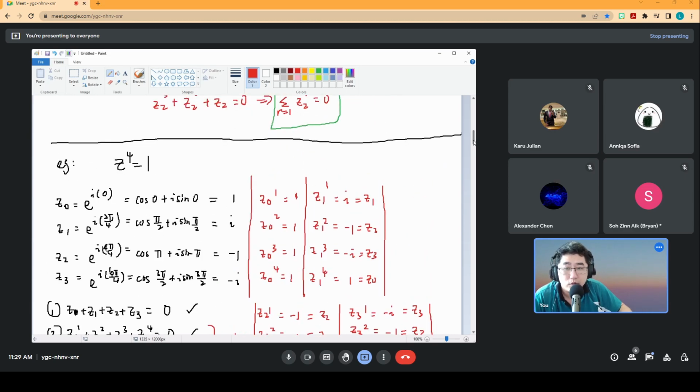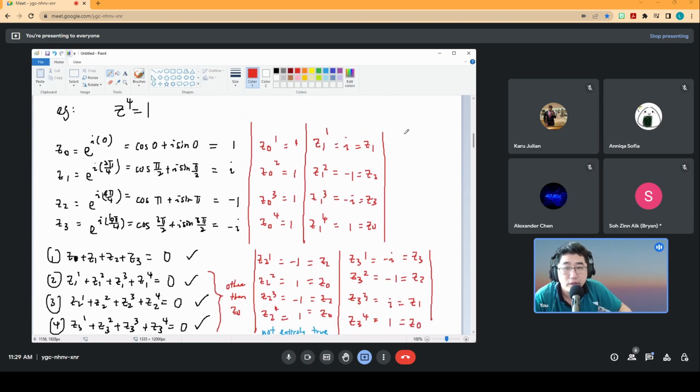So, drawing-wise, my Z0 is over here, Z1 is over here, Z2 is over here, Z3 is over here. Agree? What can we say about this shape? It's a square, a perfect square.